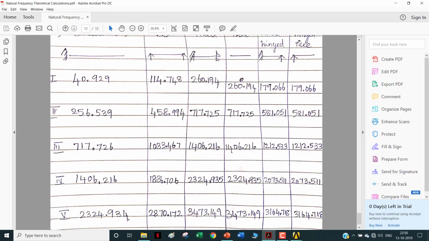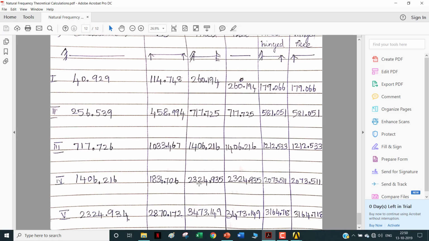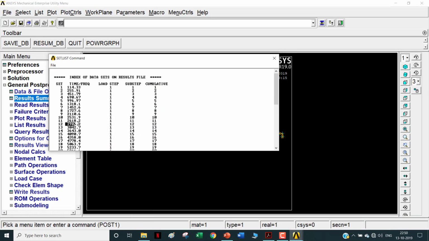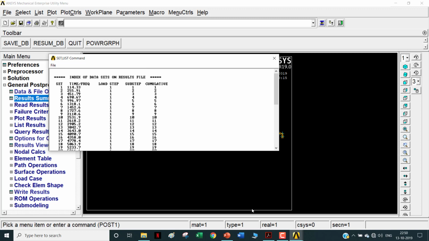And next is 1836.7, 1836. The closer answer is 1727.6. And then my close value is 2870. Here I have 2905, right? So as you can see here also, as you go on to the higher modes, the error gets higher. Don't worry about it. Just save all these 50 frequencies, then compare the frequencies which match the theoretical answer, and only for those frequencies, save the mode shape, right?